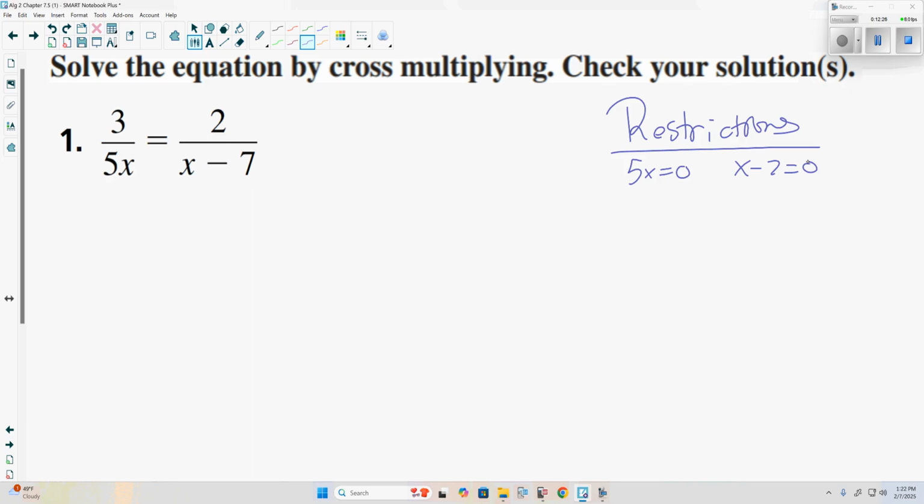Two denominators that we have are 5x and x minus 7. 5x cannot be 0, because if 5x equals 0, the denominator would be 0. It's not going to work. That's the only number we can multiply with 5 and get 0. So here it's really saying that x cannot be 0.